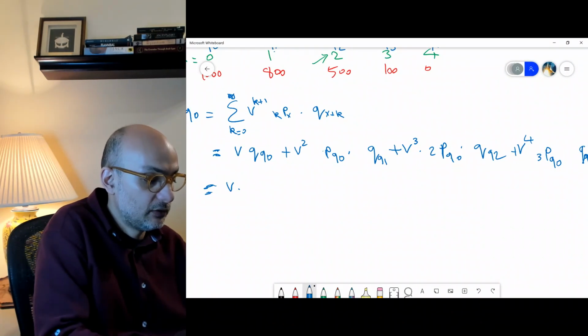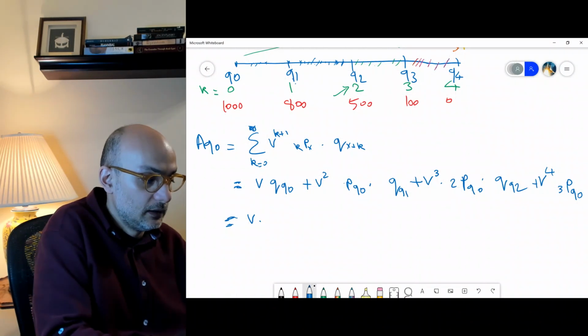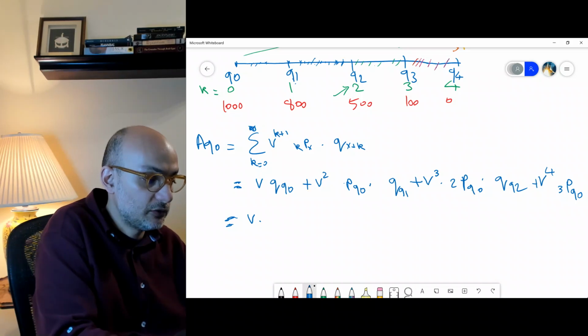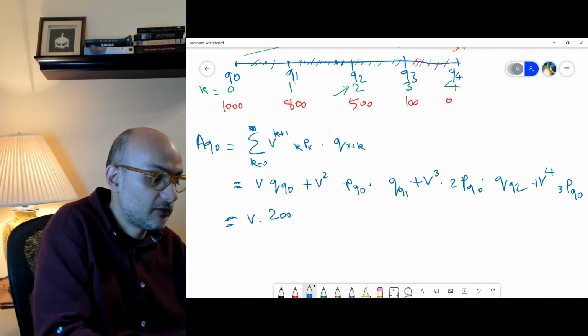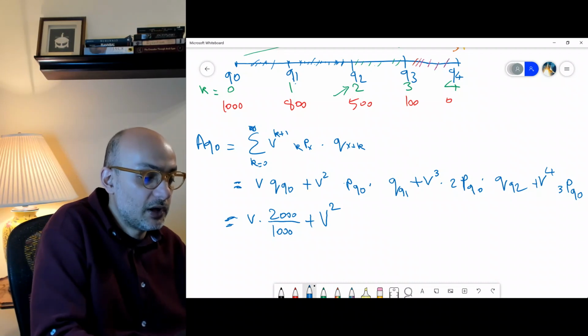Q90, we go back to the line here. A Q90 is somebody like death occurs here. So we have 200 deaths divided by 1000 times V2. Now what is the probability for somebody to survive to age 90? Probability P90, P subscript 90.